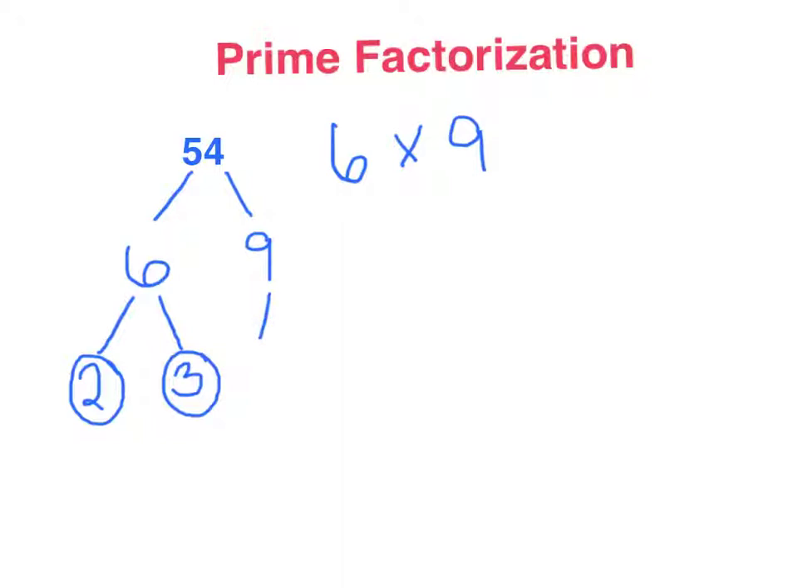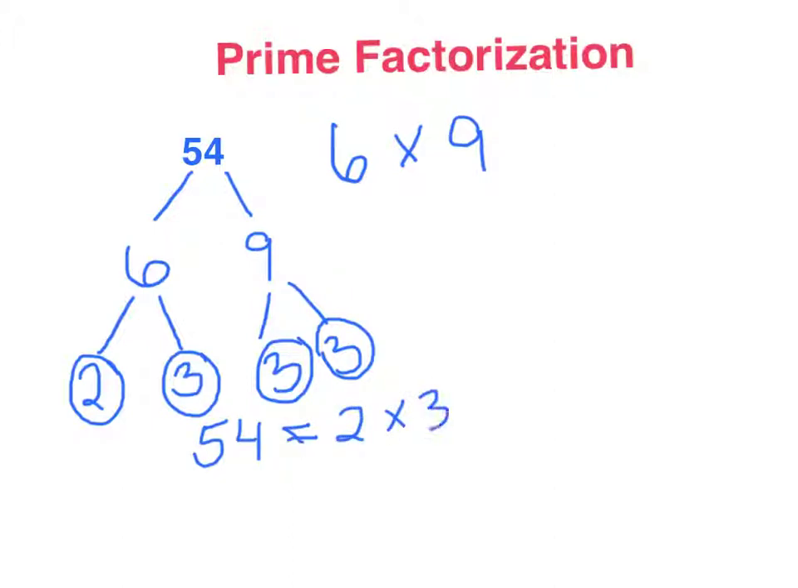9, on the other hand, can be factored further into 3 and 3, both of which are prime numbers, so we can circle them. At this point, the end of every branch is circled, showing that we have gotten down to all prime numbers, and so we can write our prime factorization as 54 equals 2 times 3 times 3 times 3. Since we understand exponents, we can write this as 2 times 3 to the third power, or 2 times 3 cubed.